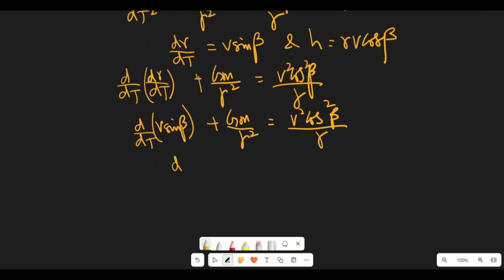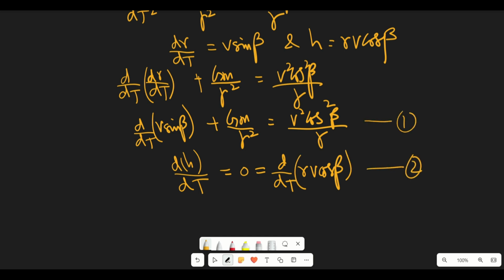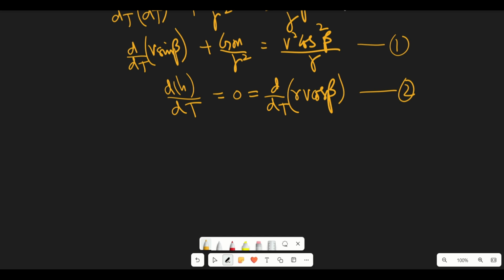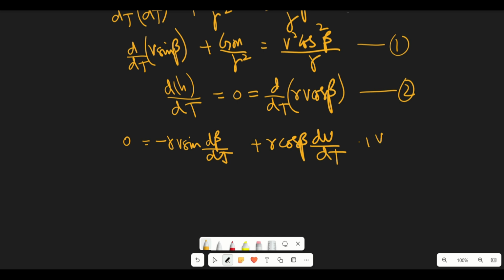And the other equation is d over dt of r v cos beta. So we have one equation and the other equation. So we have two equations. We will solve these equations to get the answer. From equation 2, we have 0 is equal to minus r v sine beta d beta over dt plus r cos beta dv over dt plus v cos beta dr over dt.